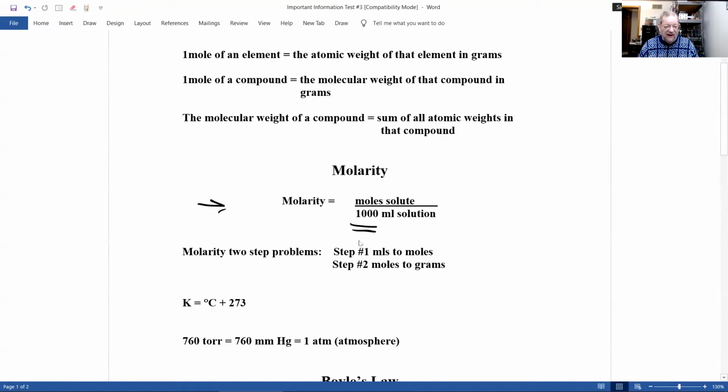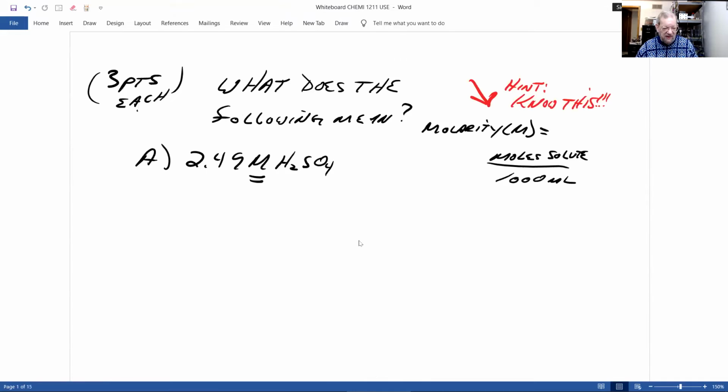So let's go back. And what does this mean? I'll do this one. What it means is 2.49. The capital M tells me molarity, which is moles of H2SO4, which is called sulfuric acid, per 1,000 milliliters.